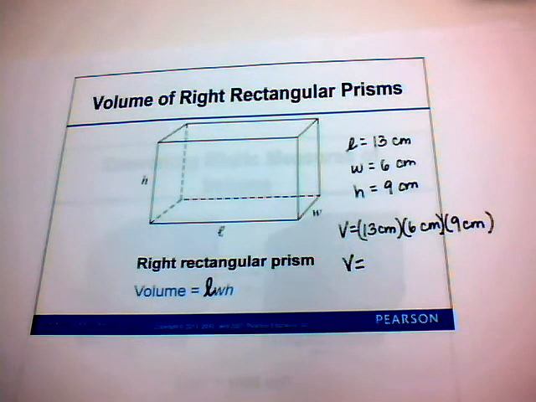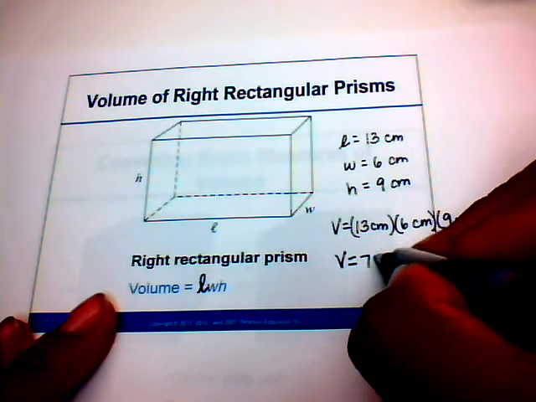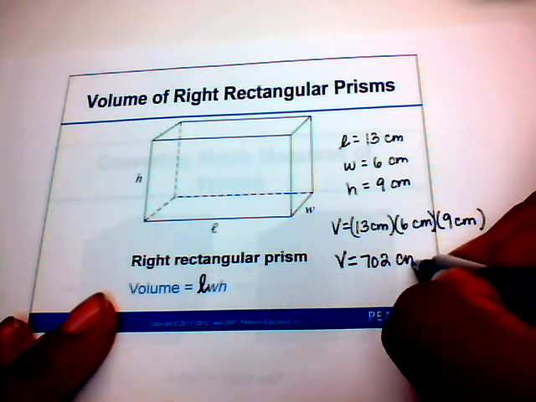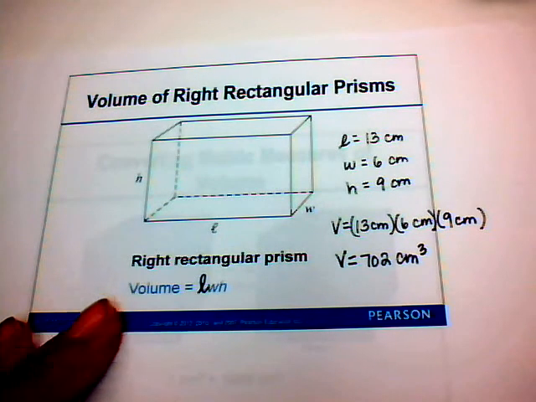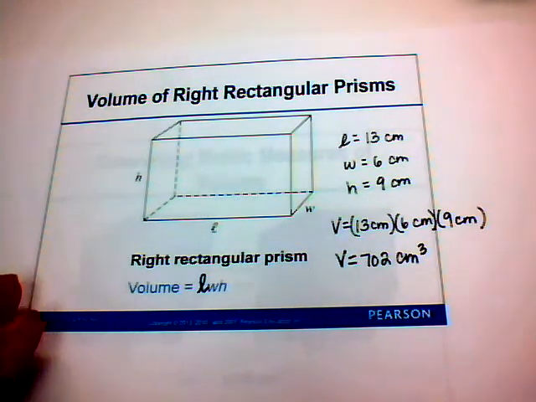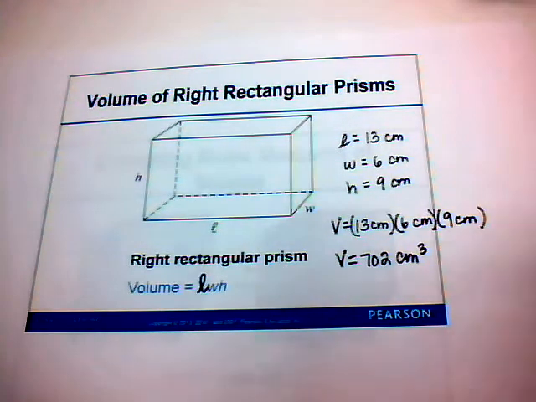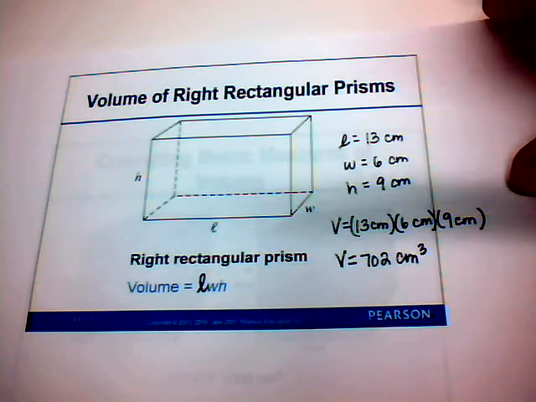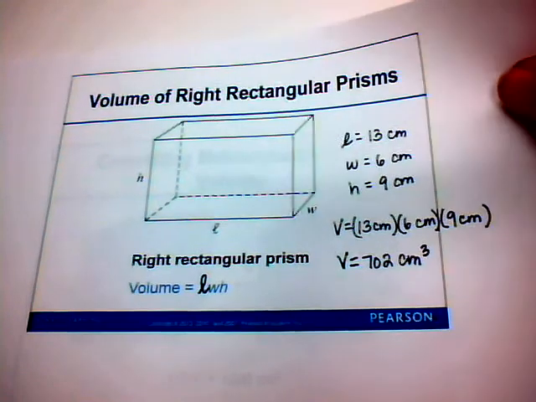And you'll get a volume of 702. And this is going to be cubic centimeters. So 702 cubic centimeters would be the volume of this right rectangular prism with the given length, width, and height.